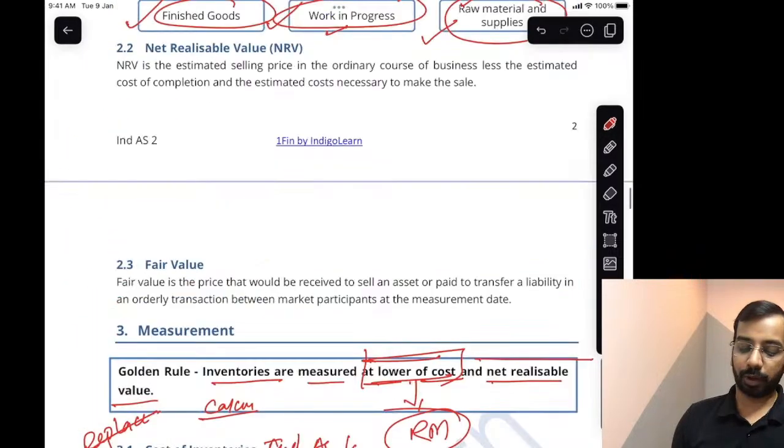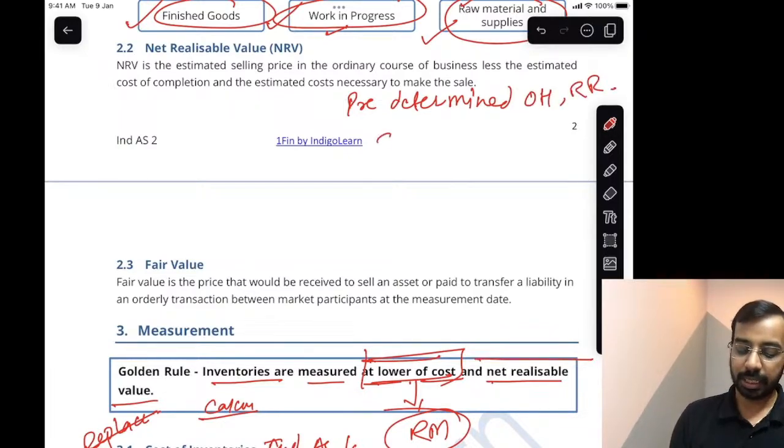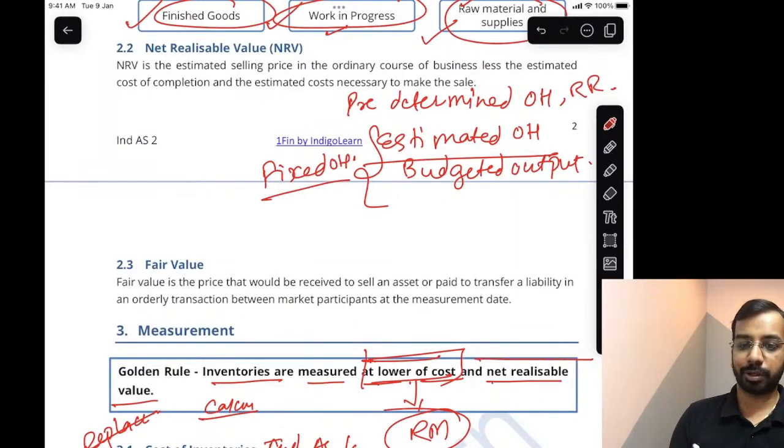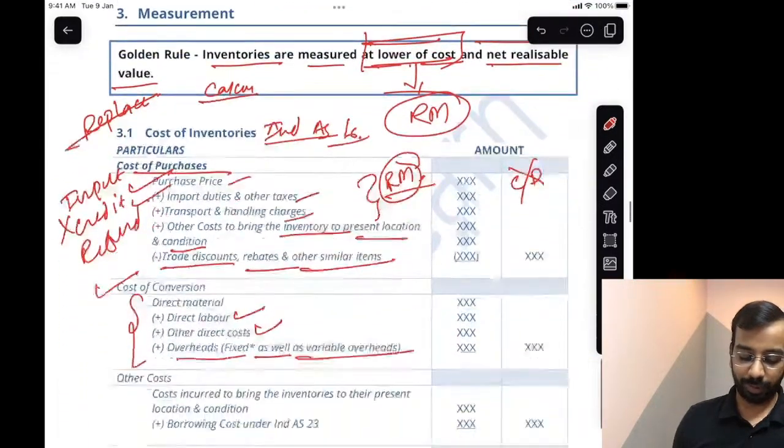Now when it comes to overhead, what you need to keep in mind is we always calculate something called a predetermined overhead recovery rate, that is estimated overhead divided by budgeted output. Okay, so you will determine an overhead recovery rate, and based on this fixed overheads are recovered. On this also there is a variation of question: if the production is more than the capacity, what is to be done? If the production is less than the capacity, what is to be done? That is what we will understand.